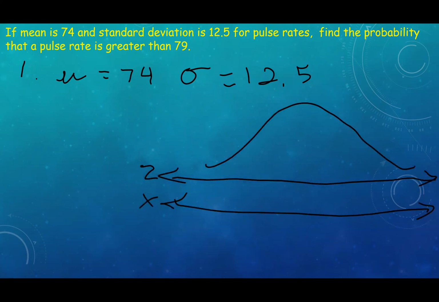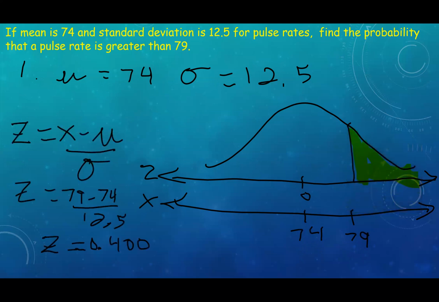All right, now I hand drew it because this is what you're going to do on the homework. So there's our z-axis and our x-axis. And we see that the mean on the z-axis is 0 and the mean on the x-axis is 74. But we're trying to find greater than 79. So that's the area we're trying to find out right in here.